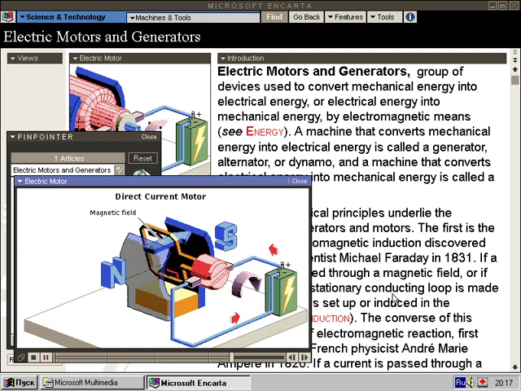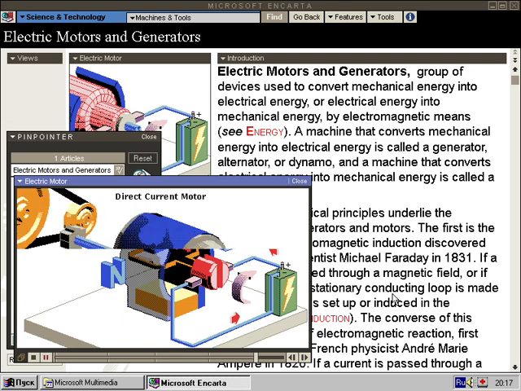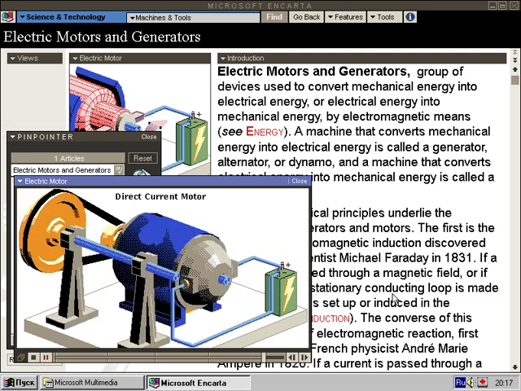After each half turn, the commutator reverses the current. Forces on the coil reverse, and the turn is complete. The cycle repeats, making the movement continuous. Devices attached to the rotating armature shaft, such as pulleys and gears, can be used to perform any number of useful tasks.